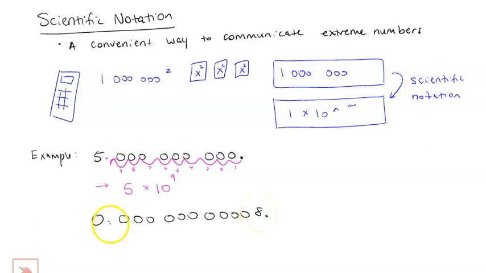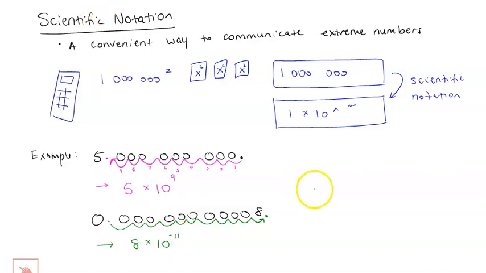Let's see how many times we move it. 1, 2, 3, 4, 5, 6, 7, 8, 9, 10, 11. So this one is 8 times 10 to the power of 11, but this is a really small number, not a really big number. We moved the decimal place to the right, so we're actually going to make that negative 11.